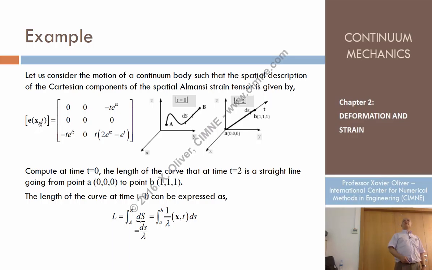The information that you are given this time is the Almansi, the spatial strain tensor. Look, it's a symmetric tensor, you see? Symmetric tensor, okay? It depends on the spatial coordinates, small z, for instance, and of course varies along time, okay? And now you are requested to give us the original length of this segment. Look, you don't know the position, the equation of this segment, but you are requested to give the length. Can you?